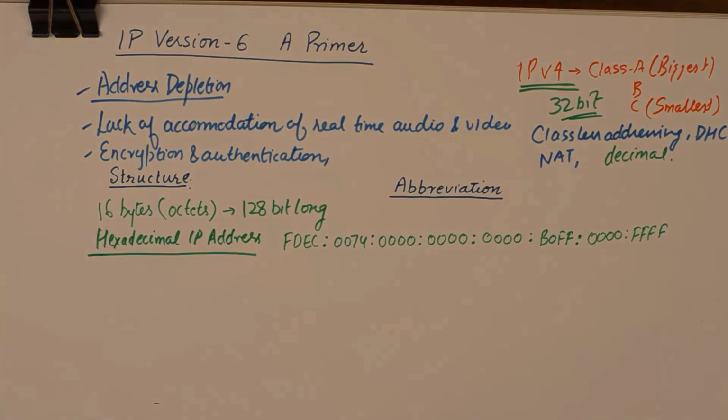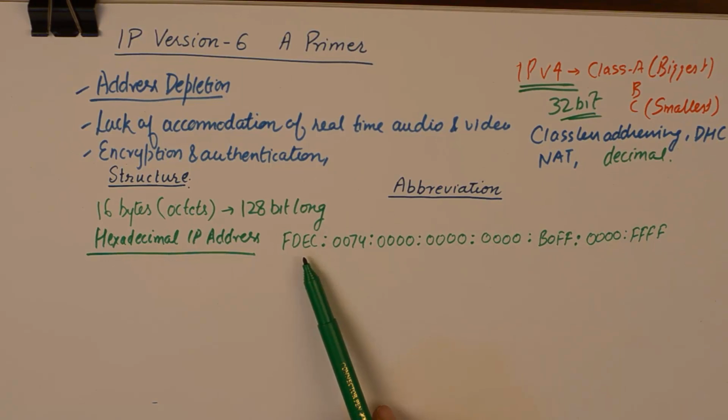So it has 16 bytes grouped in 8 words, because each of these 2-byte groups is known as a word, and you can see it's written in hexadecimal notation. You can see the IP version 6 address is very long, and had it been expressed in decimal, this would have taken even huger space.